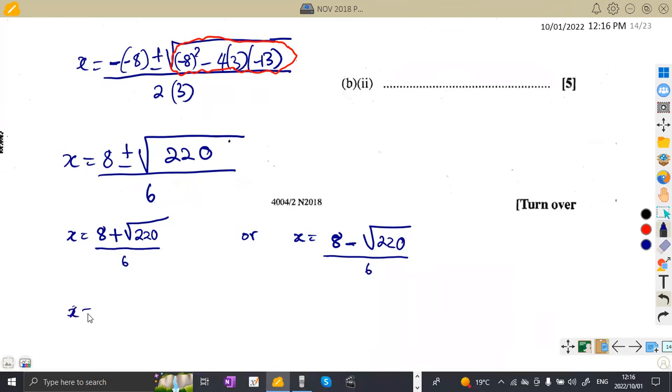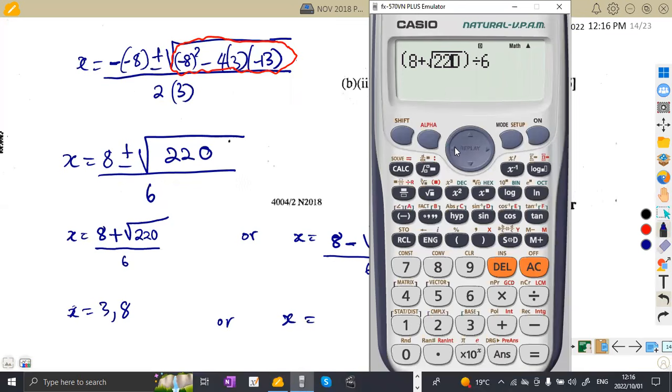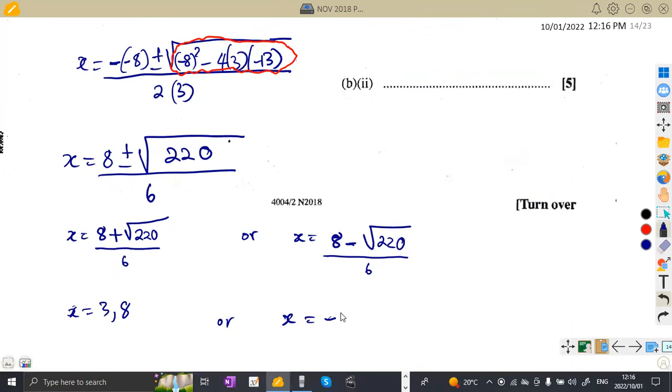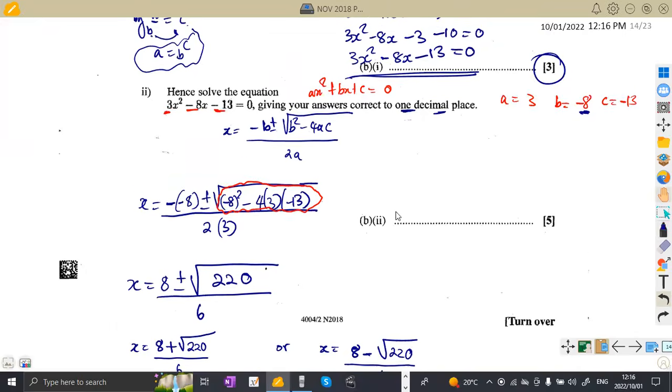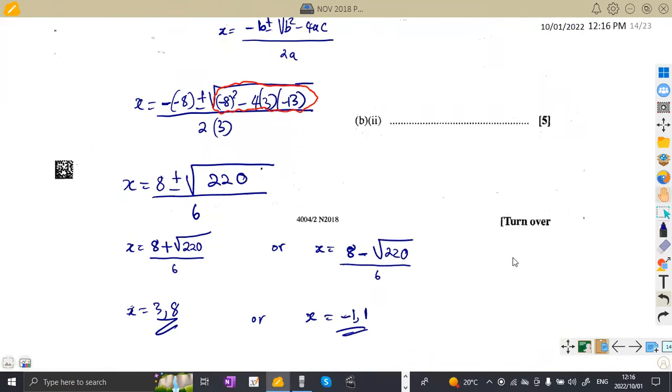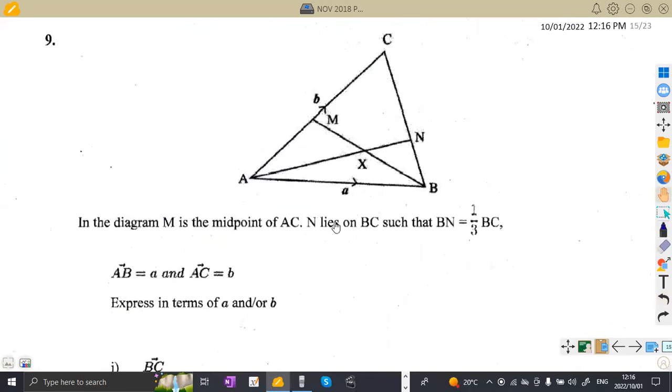So x is equal to 3.8, or x is equal to what? The other one, we just put a negative. I'm just going to remove this plus and put a negative. That's negative 1.1. So you write everything, then x is going to be negative 1.1. So this is negative 1.1 to 1 decimal place. These were the two possible values of x that we obtain from our question. So guys, as you can see, some of these questions are a matter of playing around with the questions and understanding what you're given.